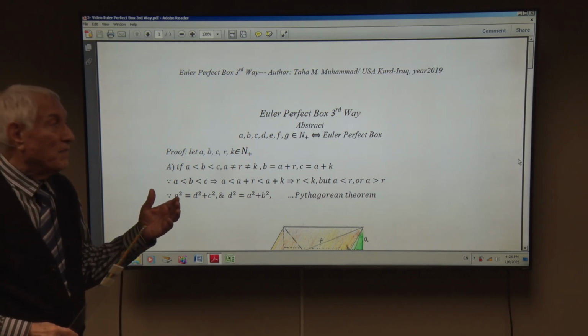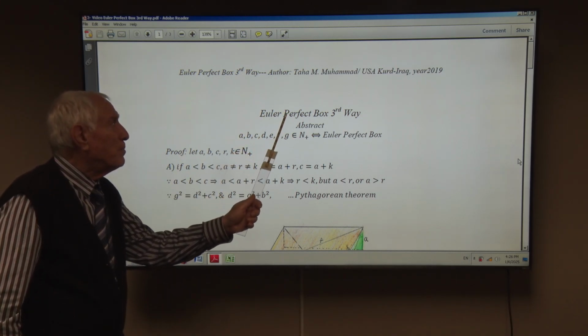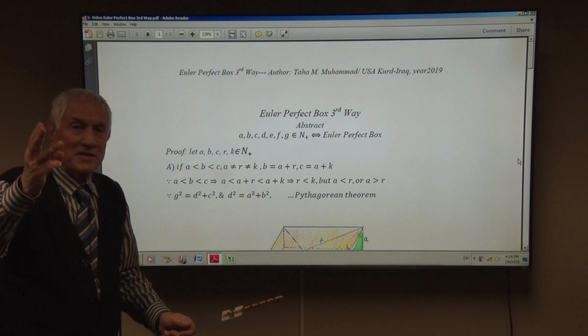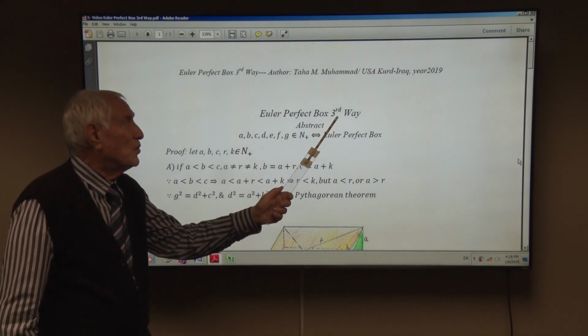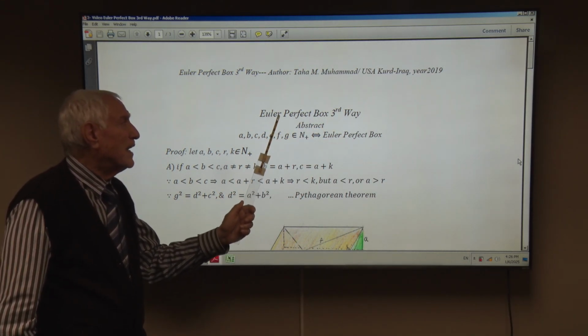I did solve the Euler perfect box in 3 ways. This is the third way. Abstract is this.